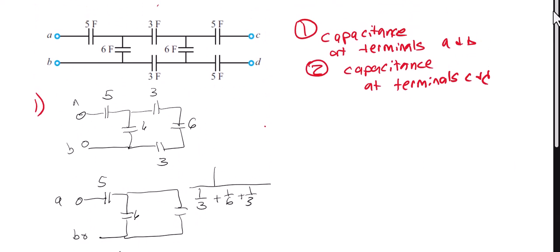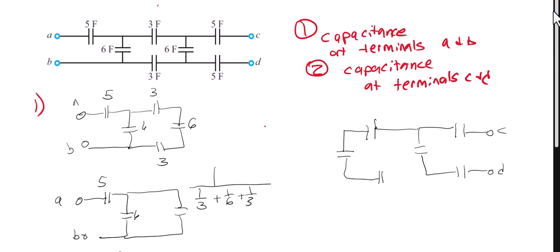Now, from the point of view of C and D, this 5 farad capacitor is open. So it does not contribute to the capacitance. So I'm just going to redraw it without that one. So when you're doing one of these, what you should be looking at is a closed circuit, because the open parts don't contribute to the capacitance.